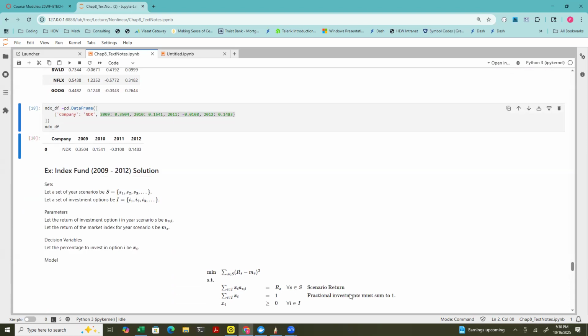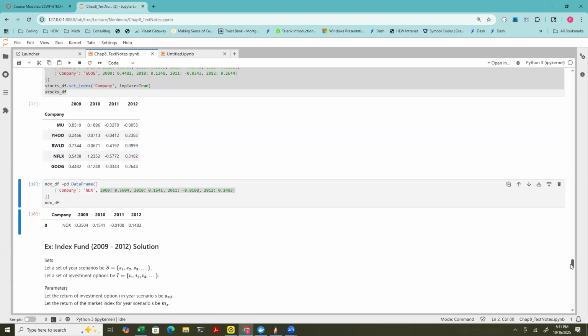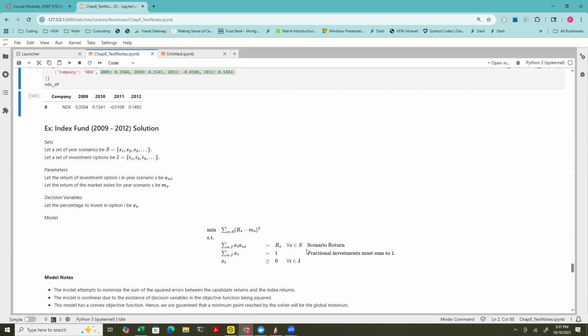So basically what these scenario returns are is the linear combination of the decision variables against these year-over-year outcomes for a given year. So what I'm basically taking is the decision variable for MU times 0.8519 plus the decision variable of Yahoo times 0.2466, so on and so forth. And that would be the rate of return for 2009 candidate year, or scenario return, if you will. And I need to do that for every year. And if that is my proposed return for that scenario year, I'm basically subtracting from that the index performance for that given year. So now I've got the difference, right?